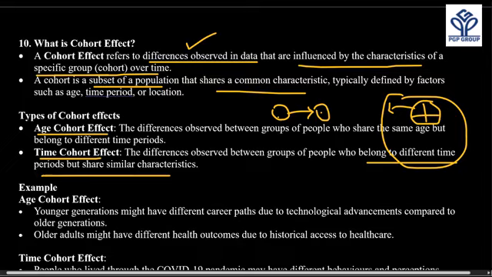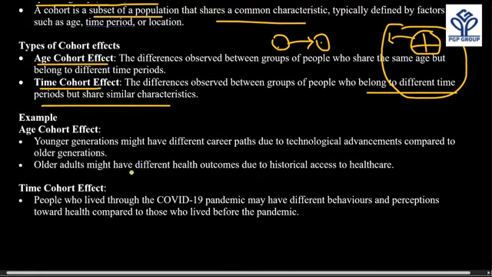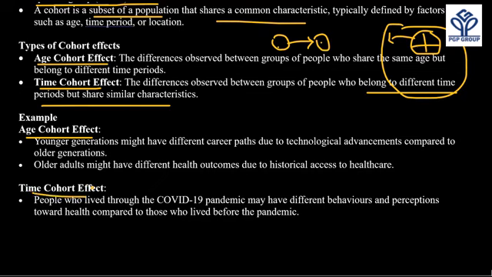If you see an example, you will understand it better. So I'm going for the example here. Age cohort effect, time cohort effect. What does that mean? The younger generation might have a different career path due to technological advancements compared to the older generations. Compared to your father and mother, you'll be having a better job. You have a lot of options now like IT industries, AI, ML, plenty of options available. So this is called the age cohort effect.